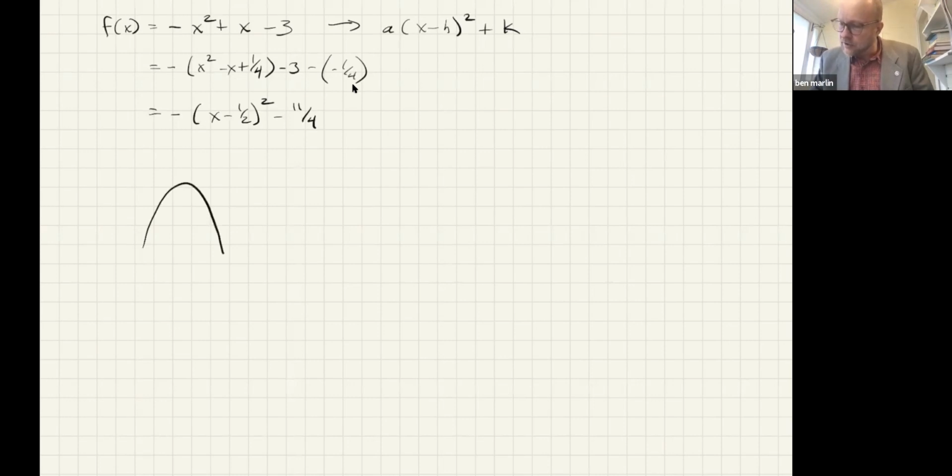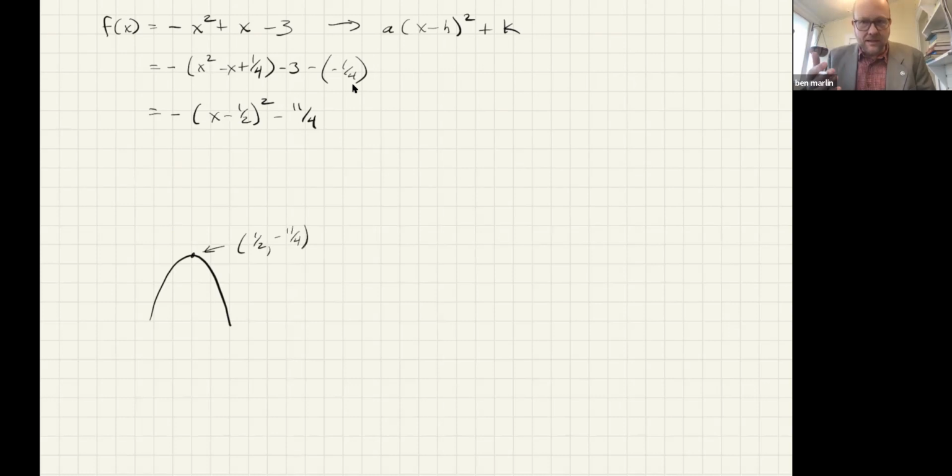Okay. So the reason why you might want to write it like that is because it allows us to draw our graph fairly nicely. So this point on the graph, the vertex, will be 1/2, minus 11/4. It's always the opposite sign of what you got inside there. The part outside is always the same sign.